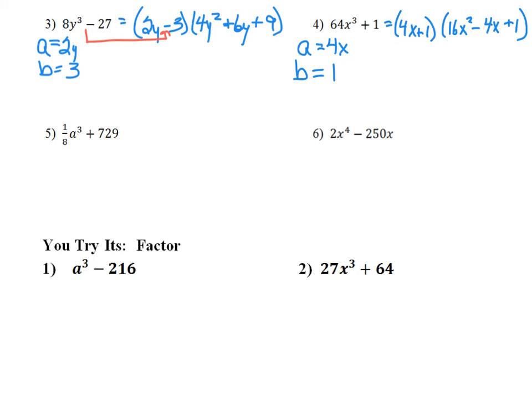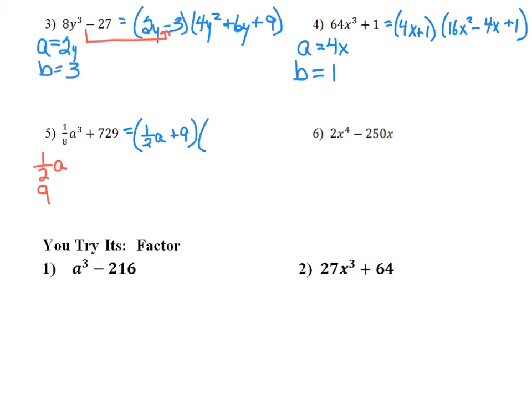Let's look at example number 5. Don't be intimidated by the fact that I have a fraction there. I'm not going to write this as a and b because the problem already has an a in it. So I'm just going to write down that the thing that's being cubed is 1/2 a. 729 is really 9 cubed. So there's my two terms. So going to my answer, I'm going to say my binomial factor will be 1/2 a plus 9.